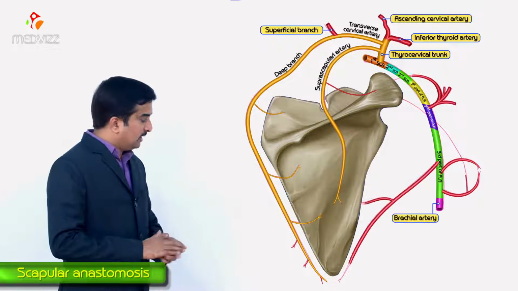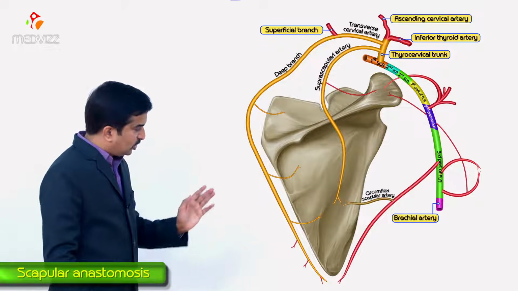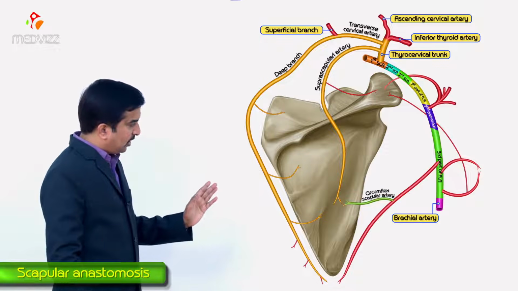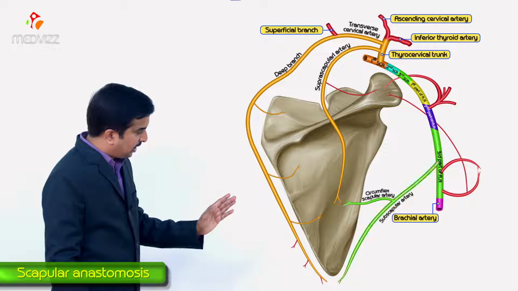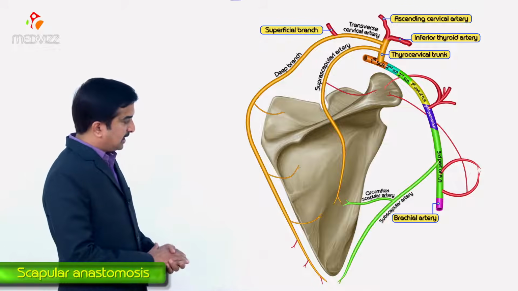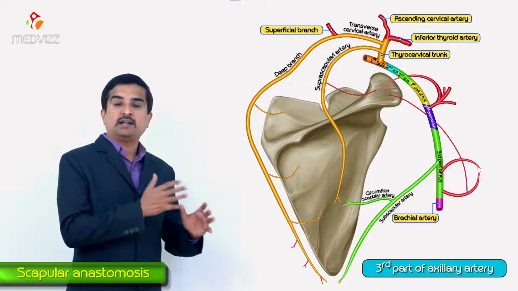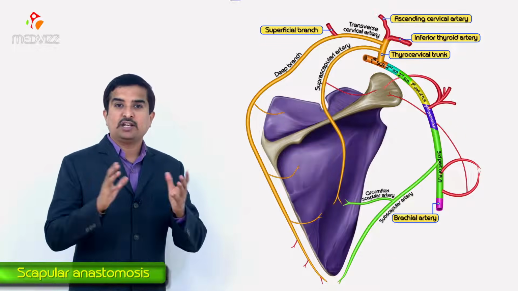In the same way, the circumflex scapular artery, which you are seeing at the lateral border of the scapula, is the branch of the subscapular artery, and this subscapular artery which arises from the third part of the axillary artery takes part in the anastomosis around the body of the scapula.